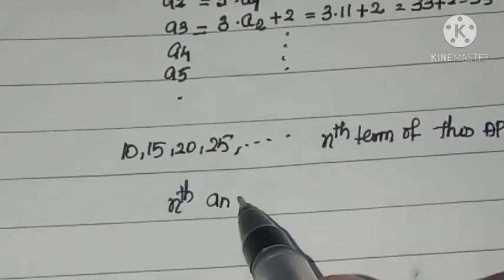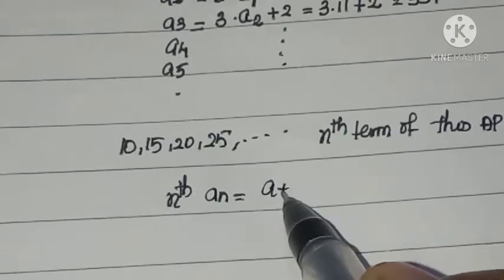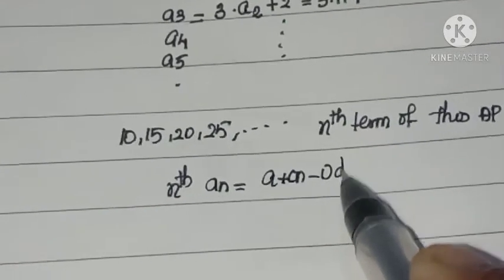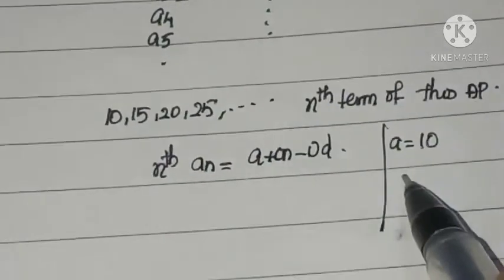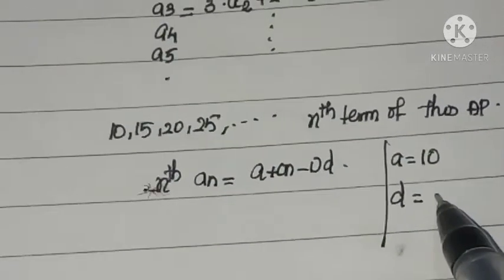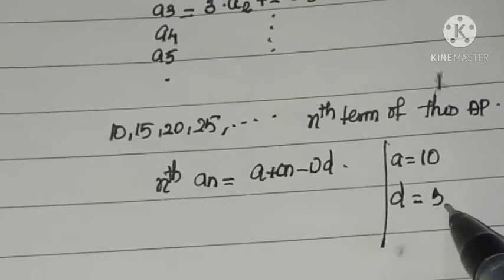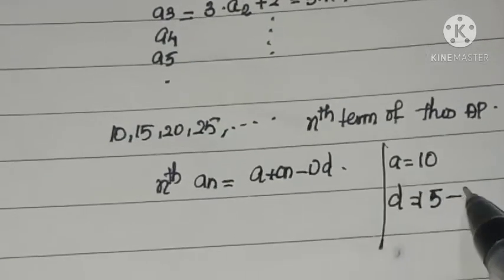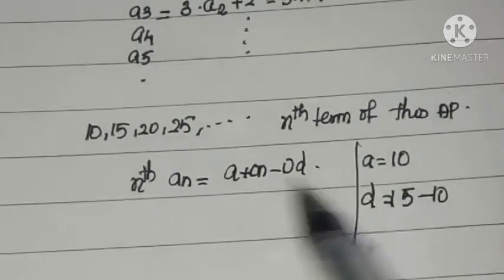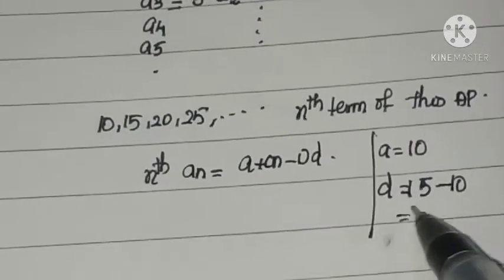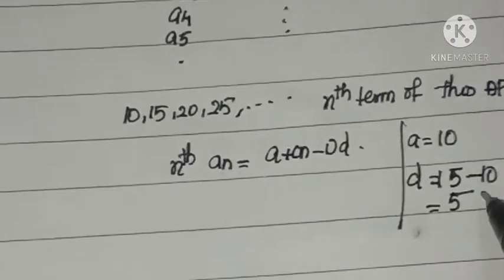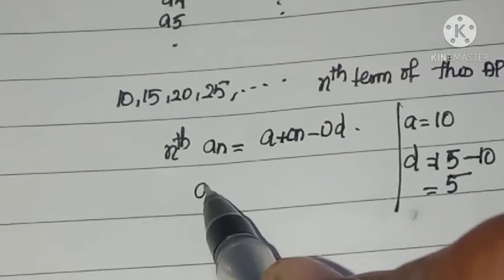The nth term an is equal to a plus (n minus 1) into d. Here a is the first term and d is the common difference. The common difference is obtained by the second term minus the first term. The second term is 15 and the first term is 10, so 15 minus 10 is 5. Okay.